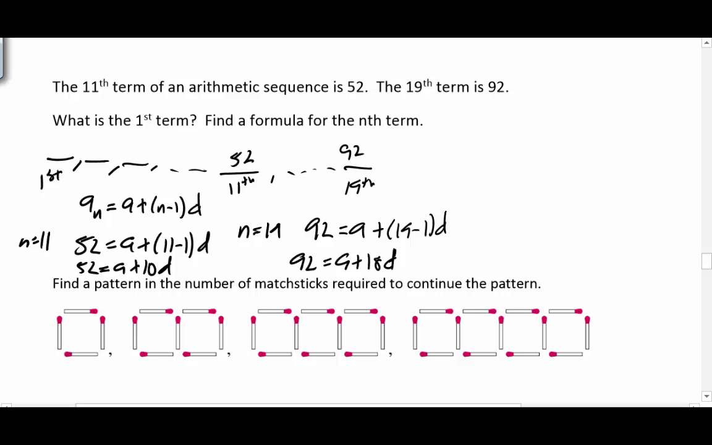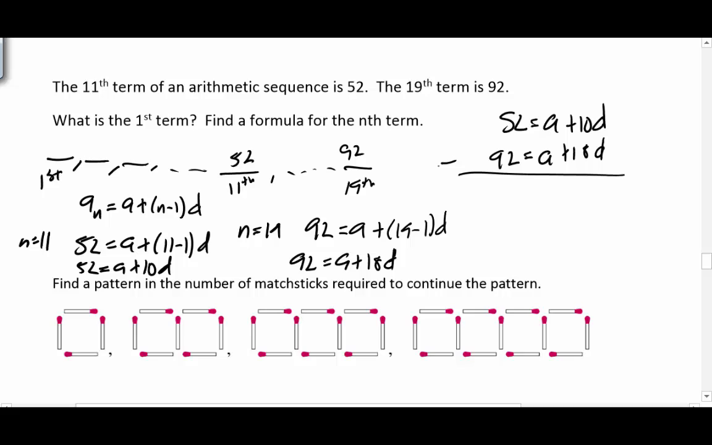Okay, and now I've got two equations and two variables, and so I can use what's called a system of equations to solve for the missing information. This might be something you'd show middle school students. Definitely would show middle school students this type of math. So 52 equals a plus 10d, and 92 equals a plus 18d.